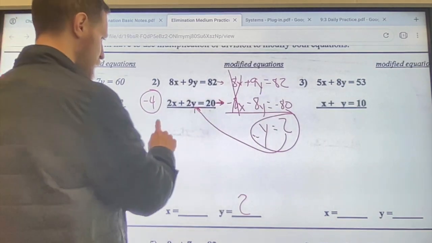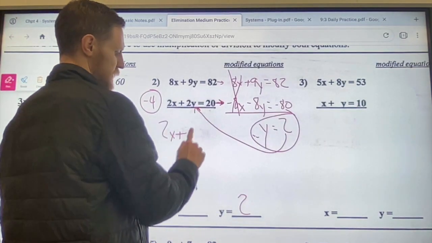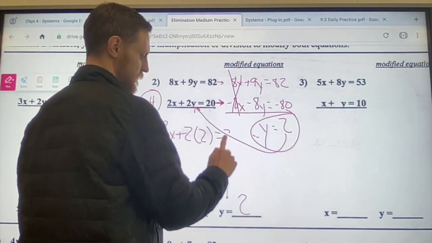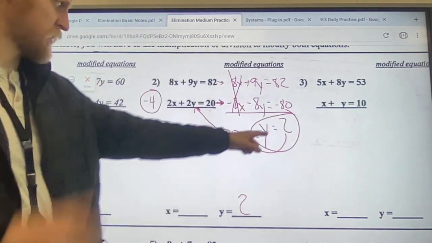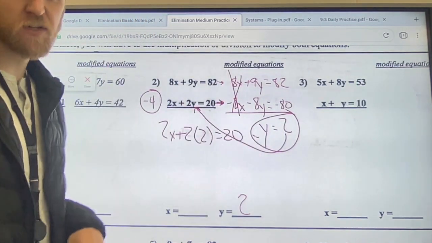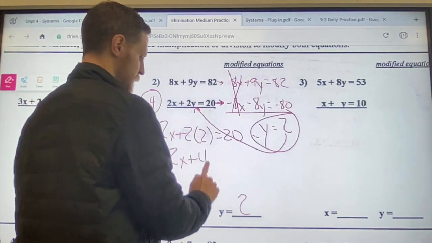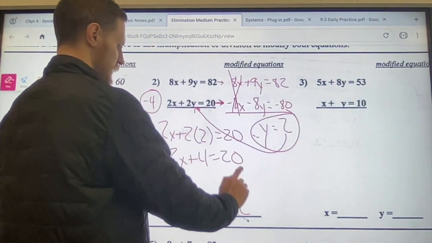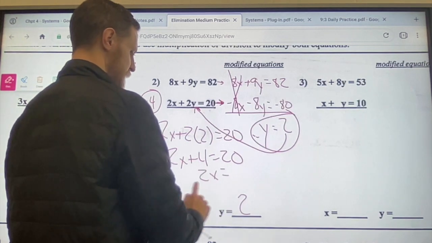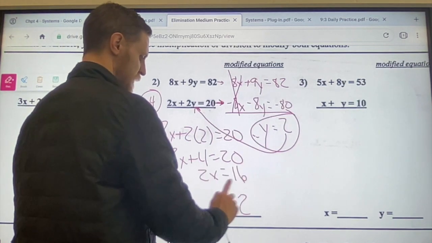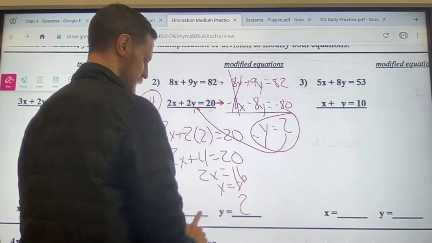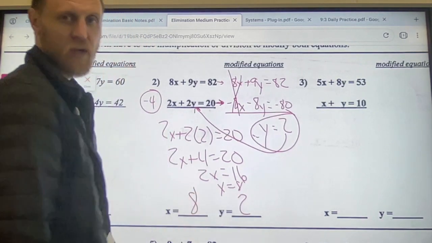So we're going to change that to a 2 plus 2 times 2. So I just plugged in the 2 where the y was in that second equation. And now I can solve it for x. 2x plus 4 equals 20. Subtract 4 on both sides. Divide by 2 on both sides. And x is going to equal 8.